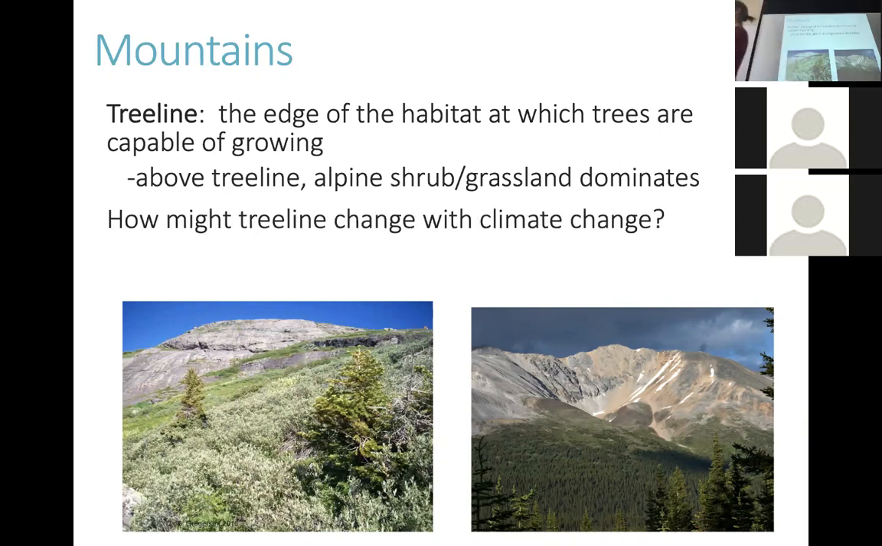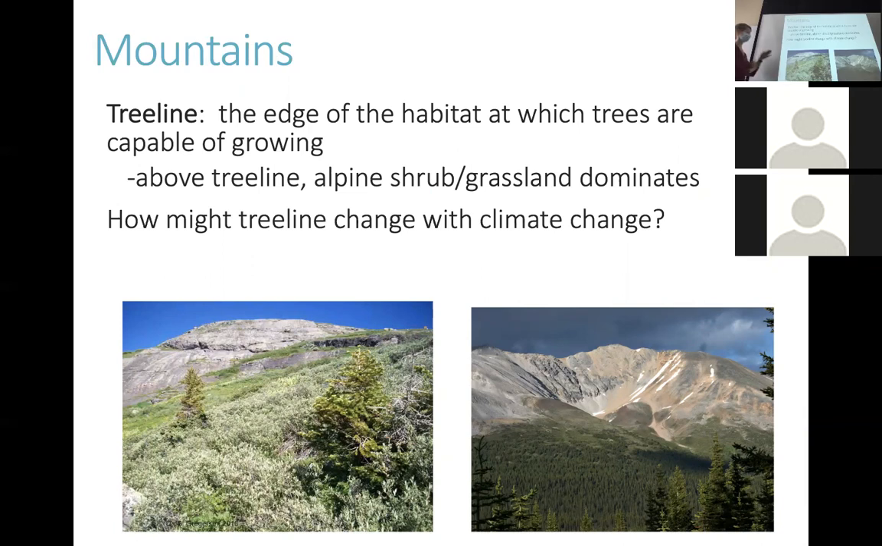So if tree line is dependent on temperature in a large way, how is climate change potentially going to affect tree line? Any ideas there? If we're getting warmer, so we'll assume climate change in a mountain ecosystem is going to make the whole mountain system a little bit warmer, is tree line going to move up, down, or stay the same?